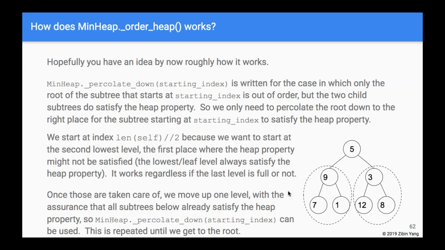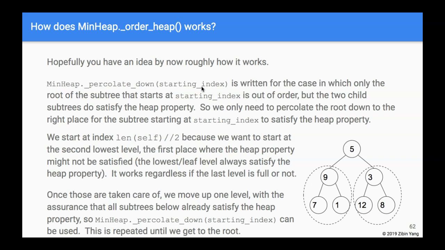Now the more important thing is, now that we see the code, we walk through it and see how it works. So how does it actually work, and why does it work? Let's first think about what percolate down really did. The assumption of percolate down is that only the root of the subtree that starts at the starting index is out of order, right?